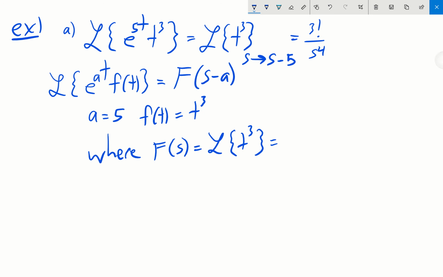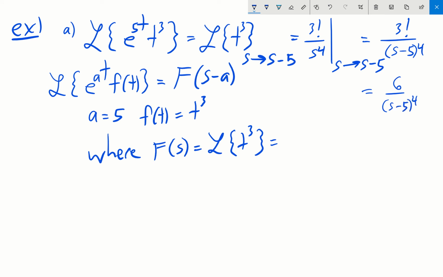There we go. And now all we're going to do is translate this. s is going to go to s minus 5. And so what we get is 3 factorial divided by s minus 5 to the 4th power. And then it's not too hard. We can work that out. 3 factorial is simply 6. So it's 6 divided by s minus 5 raised to the 4th power.